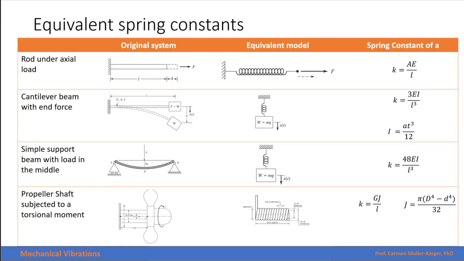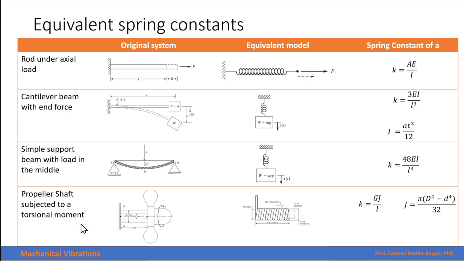Here there is a table where you can find the two equivalent constants that we just found for a uniform rod subjected to a tensile force and a cantilever beam with a mass at the end. And this is how you calculate the area moment of inertia. And then we have, for example, a simple support beam. If you just do a similar analysis, you will find that the equivalent constant of the spring is 48 times the Young modulus times the area moment of inertia divided by the length cubed.